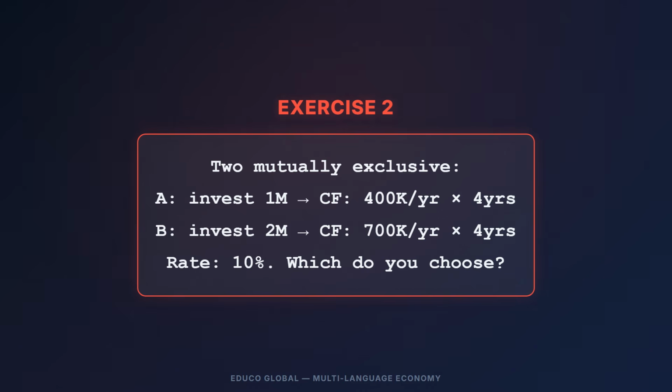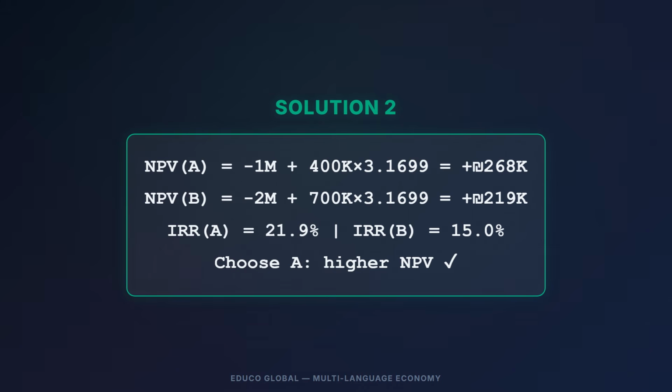Exercise 2. Two mutually exclusive projects at 10%. Project A: invest 1 million, receive 400,000 per year for 4 years. Project B: invest 2 million, receive 700,000 per year for 4 years. NPV of A equals positive 268,000. NPV of B equals positive 219,000. Project A has both the higher NPV and higher IRR here, so the choice is clear.